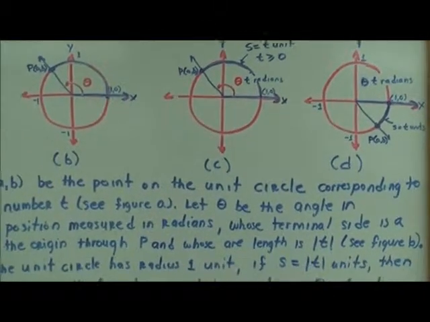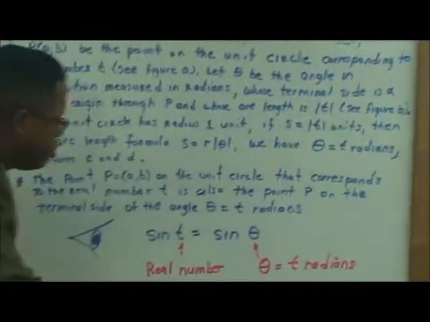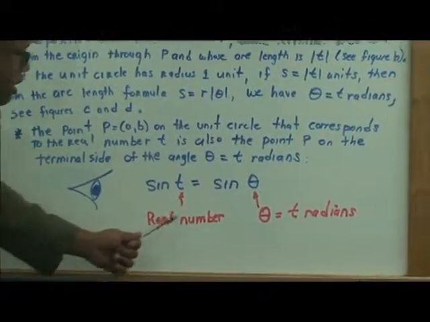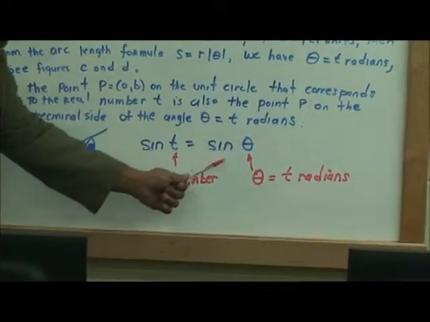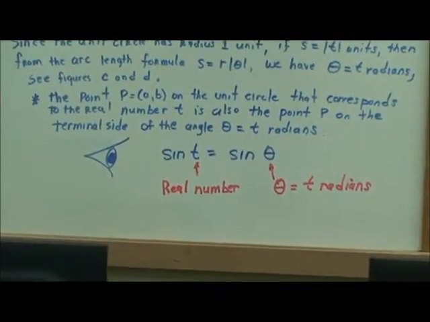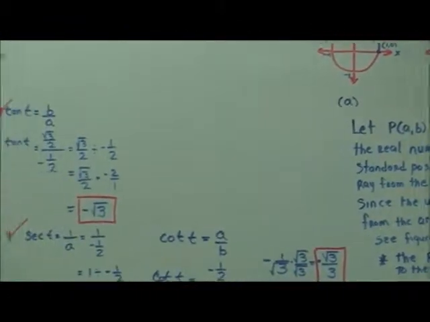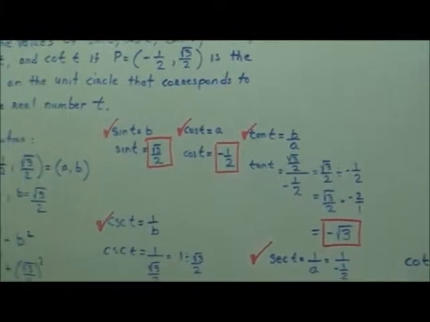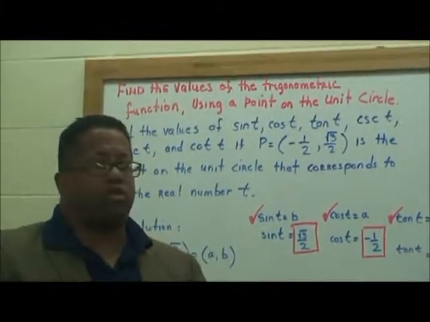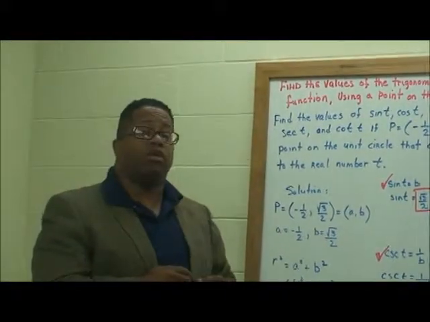Now, look at the setup right here. This setup shows you that sine t, which is a real number, is equal to sine theta, and theta is in t units. We will stop this video for right now, and we will pick up on the next video of trigonometric functions of angles dealing with the unit circle.